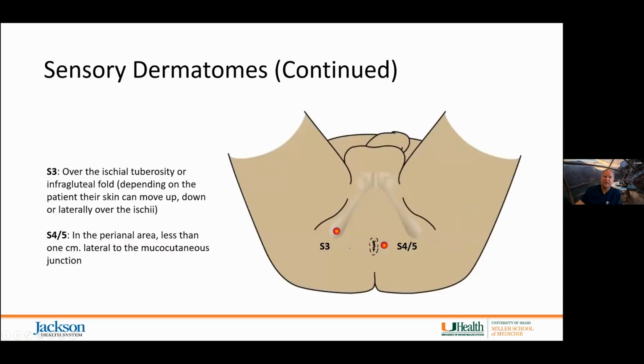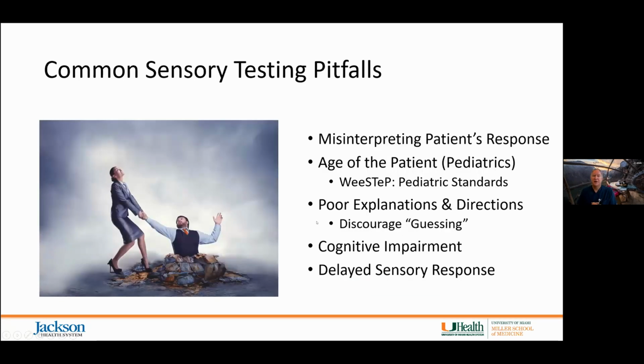And we look at S3, which is considered over the ischial tuberosities, or the infragluteal fold, and then S4 and 5 as you move in towards the perianal area, so less than 1 centimeter lateral to the mucocutaneous junction. So these are our key dermatomes from C2 all the way down to S4 and S5. Common pitfalls associated with these would be misinterpreting the patient's response. Sometimes the age of the patient, for example, pediatrics has a different set of standards. They use the WE-step instead of the IN-step process.